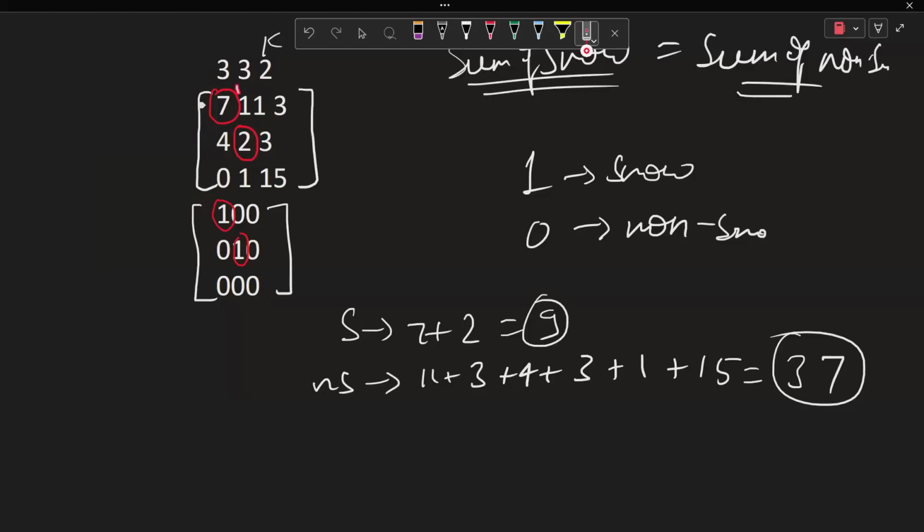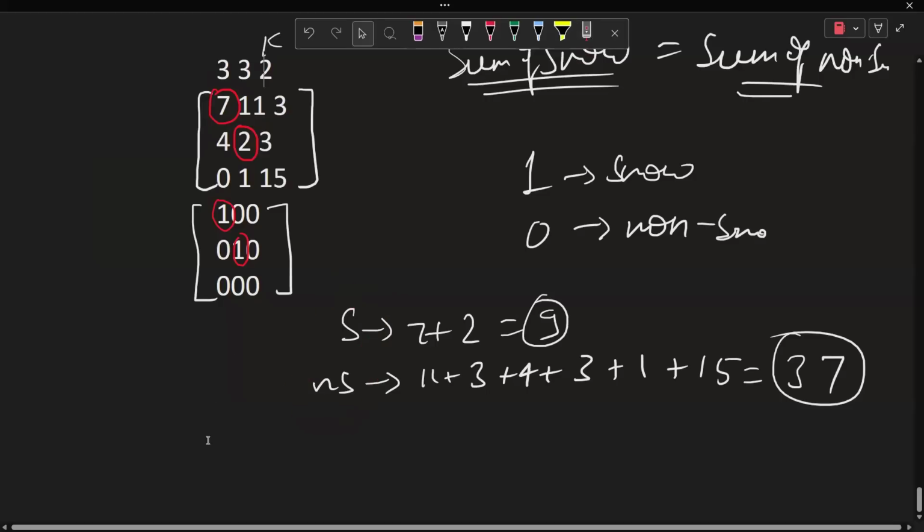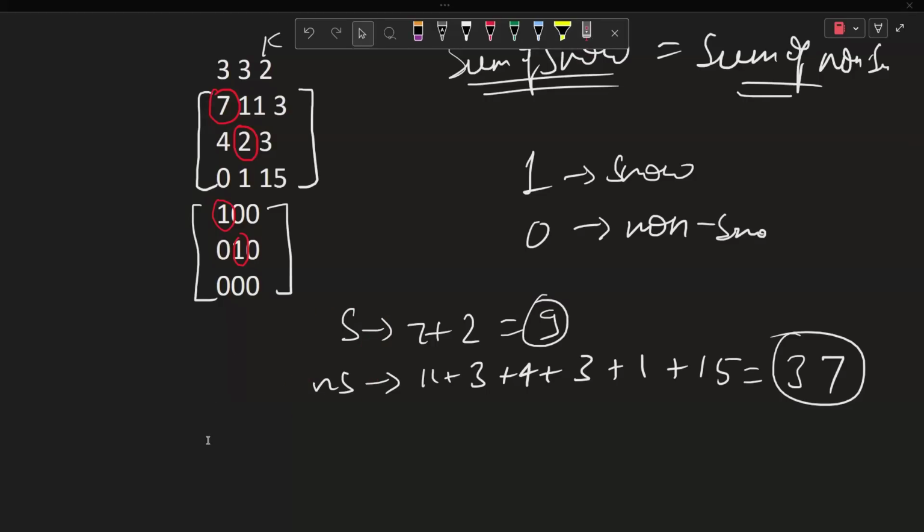Or you could have selected this matrix also, or this matrix also. You can select any 2 cross 2 matrix from here and increase the height of all of them by c. So you can do this multiple times also. Select different matrices, increase their height by c. You can perform operations any number of times. And finally, what you have to achieve is to make the sum of snowy equal to the sum of non-snowy. That's the problem statement. I hope the problem statement is clear.